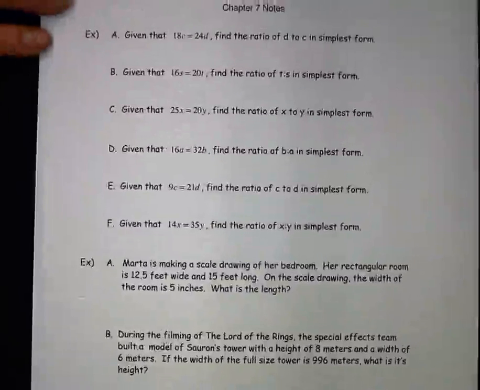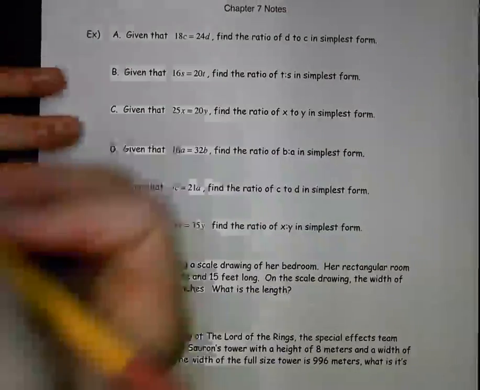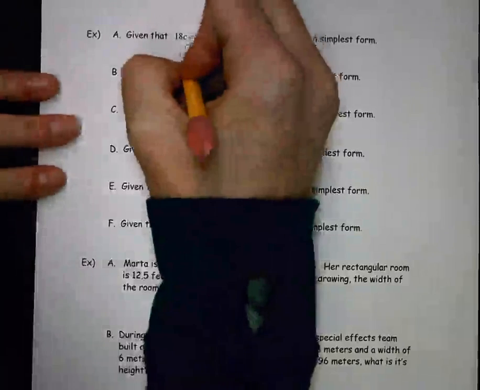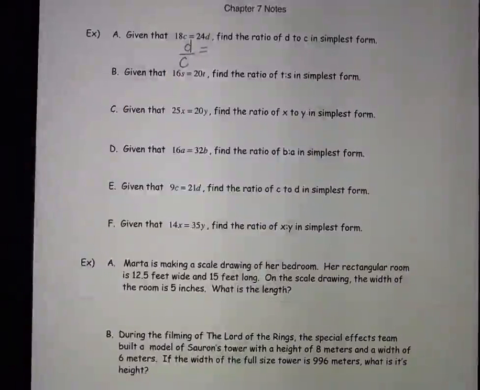The next thing we're going to work on is writing ratios in simplest form. Our goal is to write the ratio of D to C in simplest form. Well, if I want the ratio of D to C, I'm looking for what D over C is going to equal in simplest form. So one way of looking at this is that we're going to kind of uncross multiply.